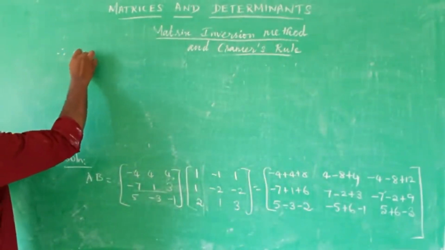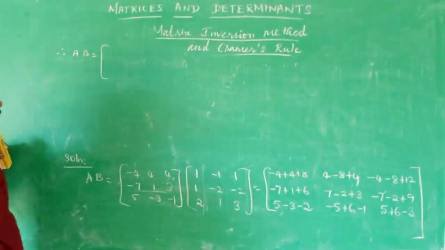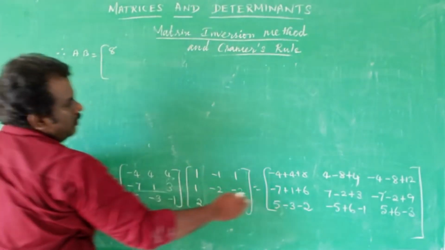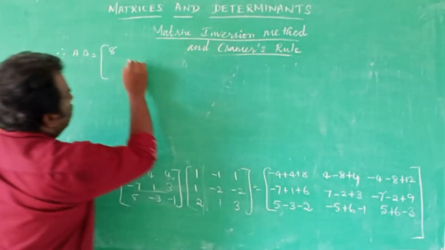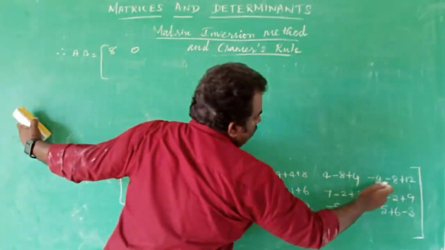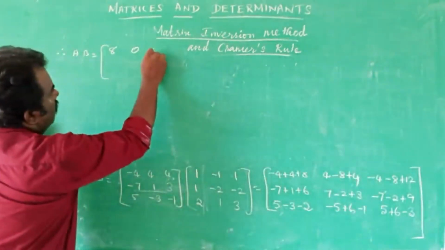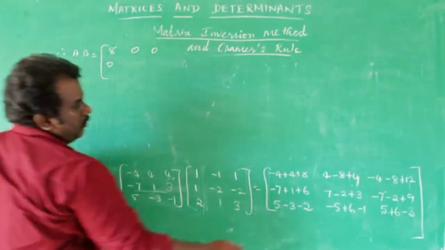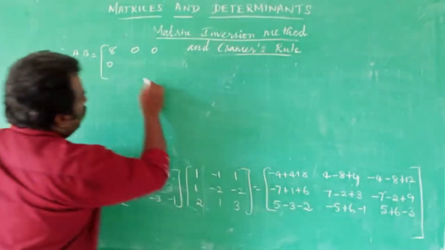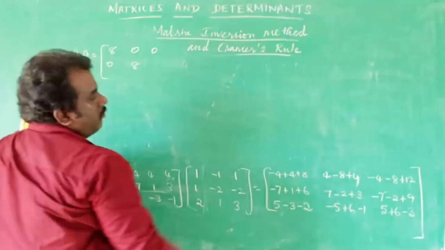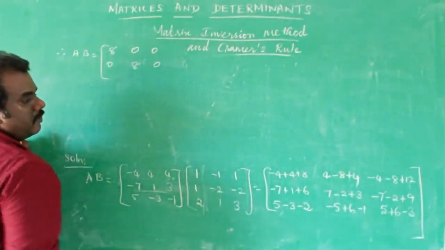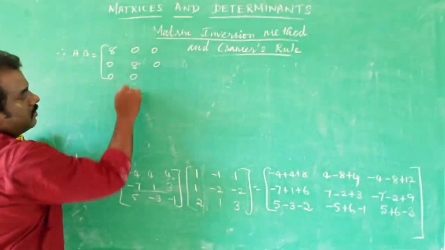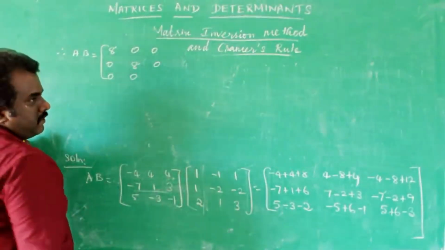Therefore, what is AB? Solve this. Minus 4 plus 4, 0, 8. 4 plus 4, 8. 8 minus 8, 0. Minus 12 plus 12, 0. The next plus 7 minus 7, 0. 10 minus 2, 8. Minus 9 plus 9, 0. Then 5 minus 5, 0. Then 6 minus 6, 0. Then 6 plus 5, 11.